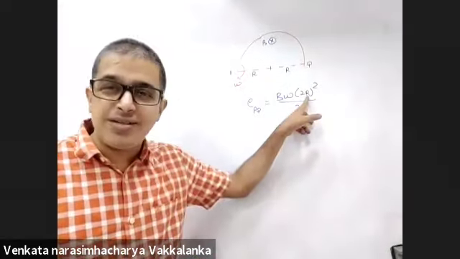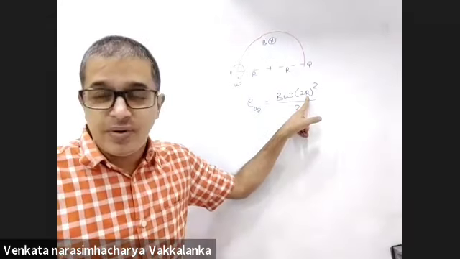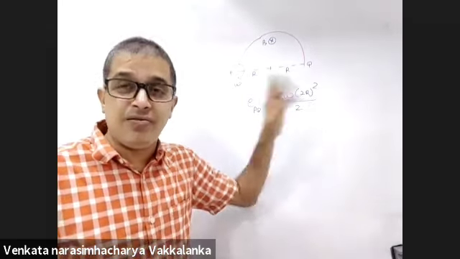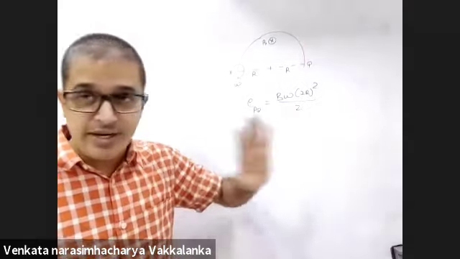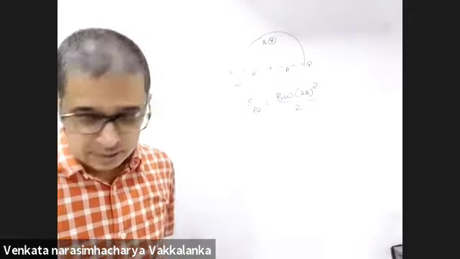Here R is not the resistance. I have this radius. It's a very bad habit of using the same symbols for two different parameters. R is the radius. Right?